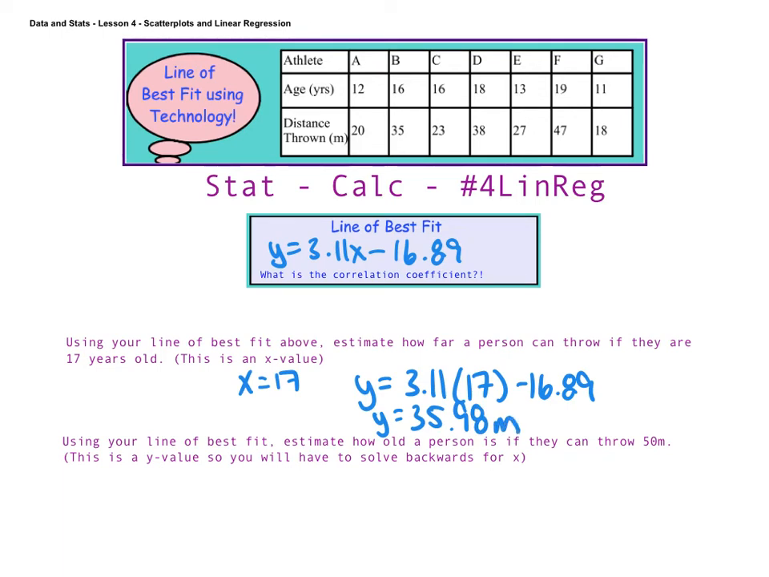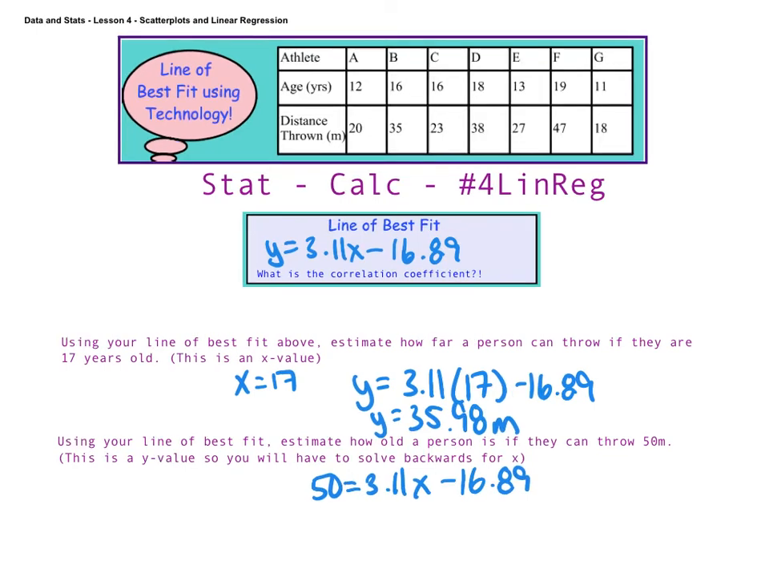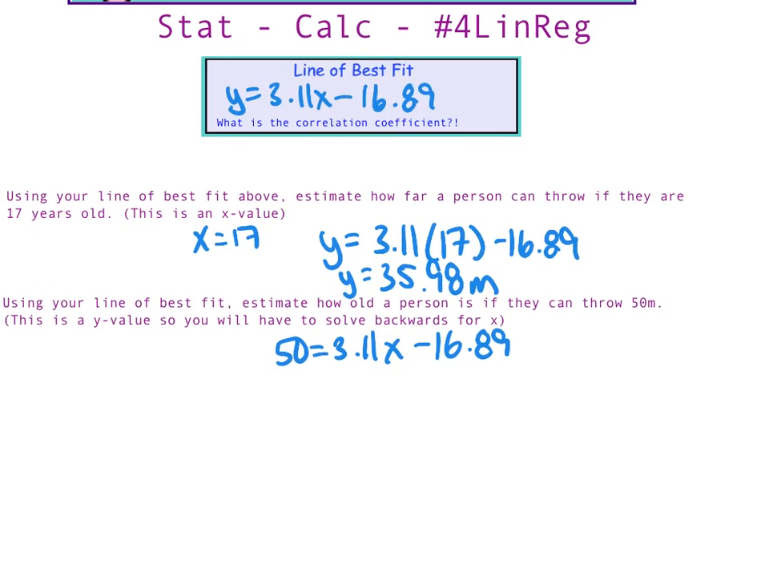Using your line of best fit, estimate how old a person needs to be if they can throw 50 meters. This is a y value, so you'll have to solve backwards. So that means that 50 equals 3.11x minus 16.89. And we're going to do a little algebra to solve this. So add the 16.89, you get 66.89 equals 3.11x. And we're going to divide 66.89 by 3.11. And we end up with 21.5, so 21 and a half years old.